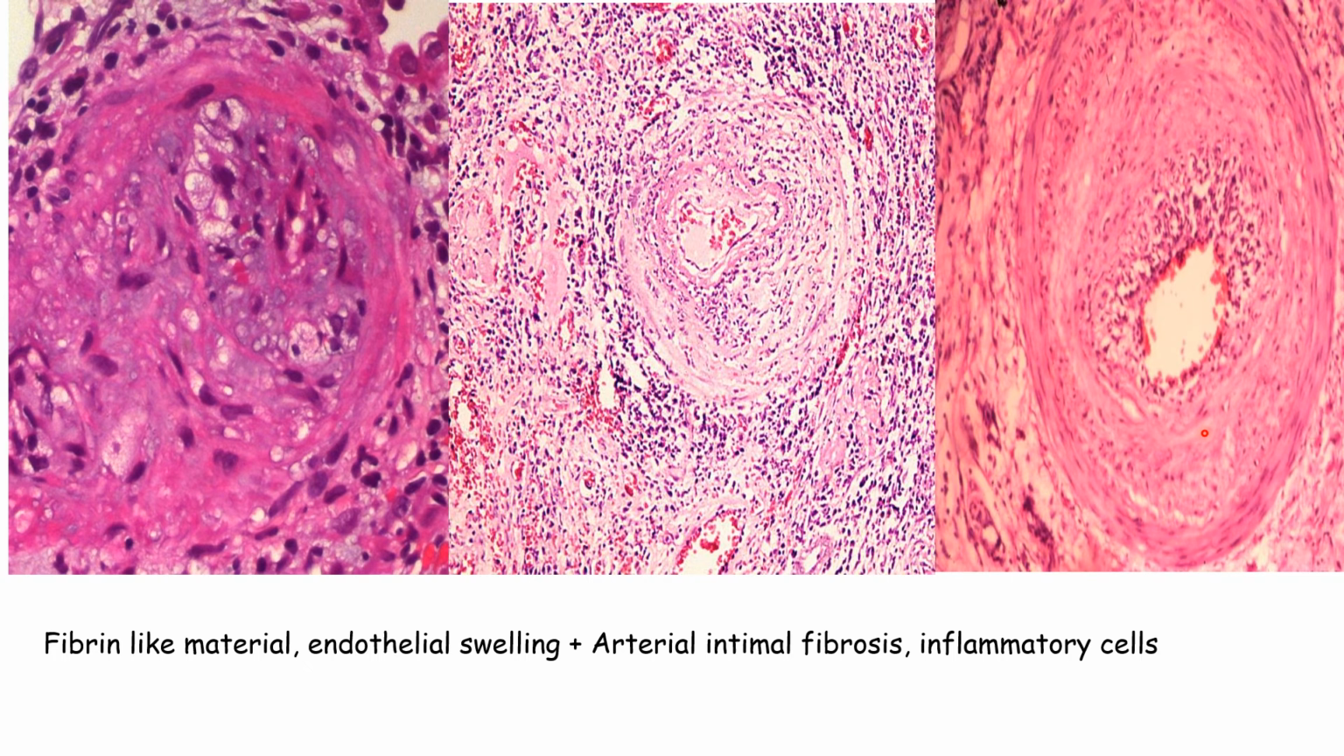The vessels also show the identical changes that we see in the active component, but along with a few features of chronicity. This vessel, you can see, is completely overwhelmed by the infiltrate of lymphocytes, and another vessel in the same biopsy shows changes of chronicity with very occasional lymphocytes below the endothelial cells. So, fibrin-like material with endothelial swelling along with intimal fibrosis and fewer inflammatory cells in other vessels.